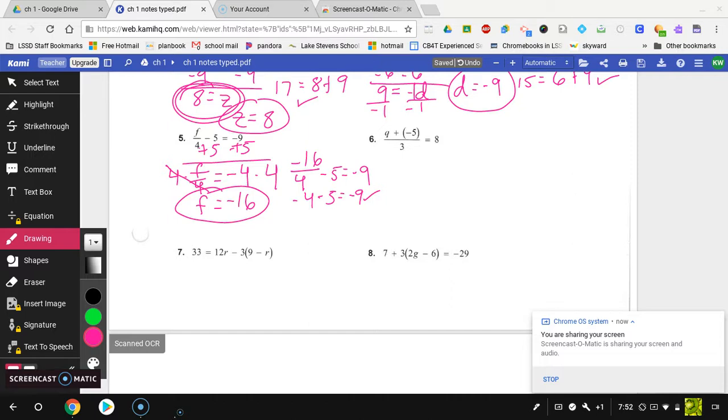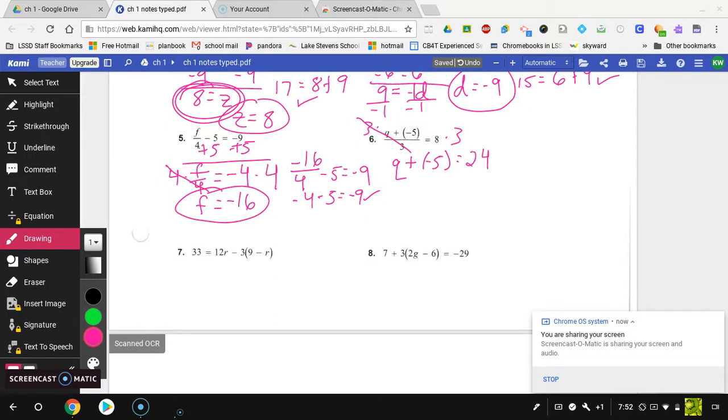Normally we get rid of that addition and subtraction first. However, because the entire thing is being divided by 3, notice it's not just the q that's being divided by 3. The entire side is being divided by 3. So because of that, we want to get rid of dividing by 3 first. We're going to multiply by 3 on both sides, and it completely cancels that 3 out. So we are left with q plus a negative 5, and it's equal to 24.